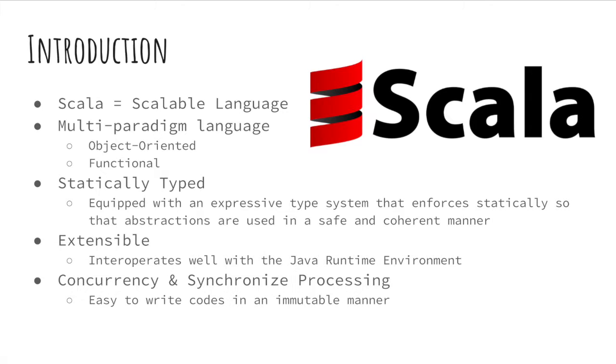Scala, or Scalable Language, is a modern multi-paradigm programming language designed to express common programming patterns in a concise, elegant, and type-safe way. It smoothly integrates features of object-oriented and functional languages.